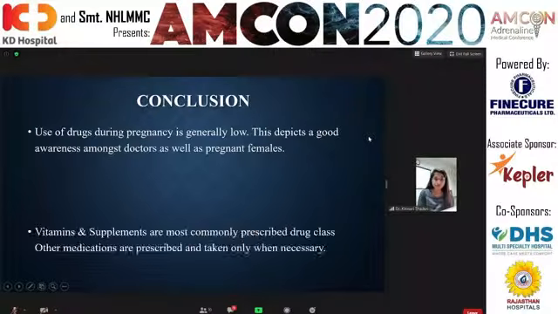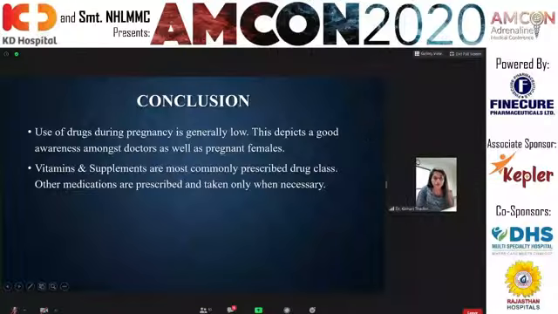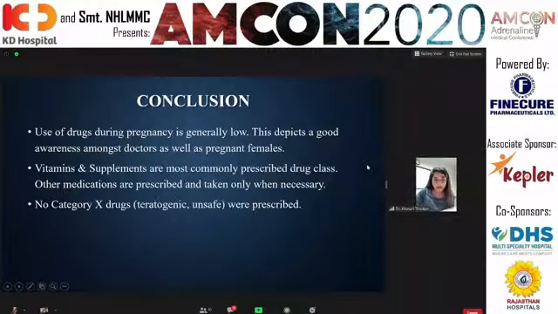Yeah, so the conclusion is that the use of drugs during pregnancy is generally low, which depicts good awareness amongst the doctors as well as the pregnant females. Vitamins and supplements are the most commonly prescribed drug class, which was similar to other studies. Other medications are prescribed and taken only when necessary. No category X drugs, that is teratogenic and unsafe, were prescribed.